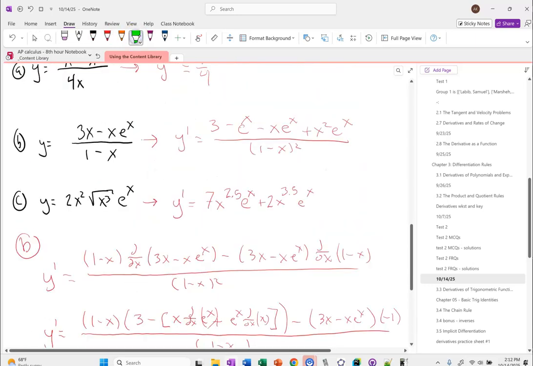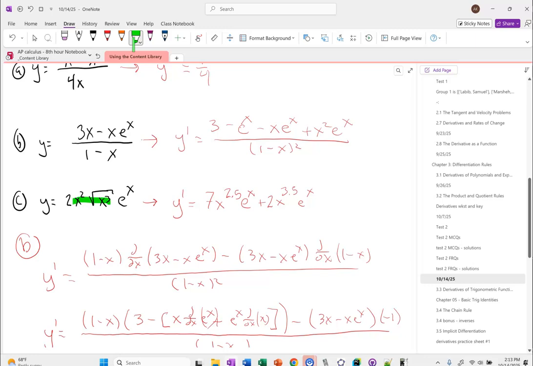No, it's totally doable. So here's the key, right? The way C is written, it looks like a double product rule, correct? Because you see three things multiplied together. We can make this easier through algebra because those two terms you can combine, right? That's really like x squared times x to the 3/2. You guys see it?